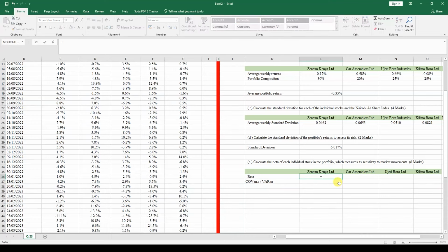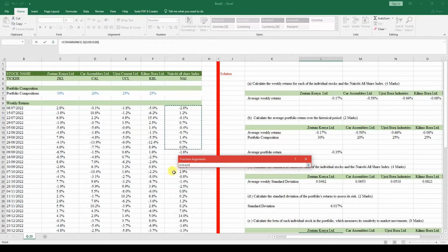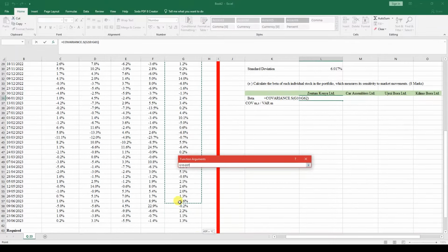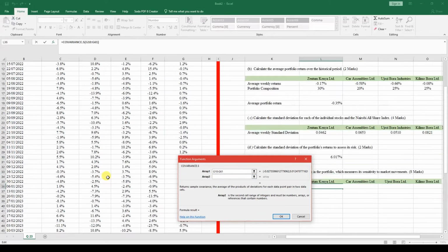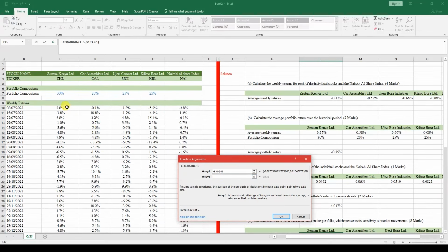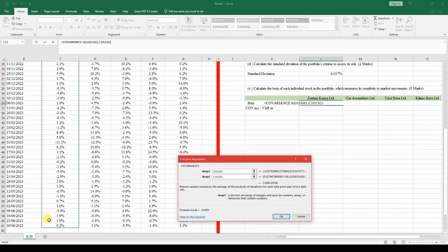So we pick COVAR.S, because we're looking at a sample covariance, and we open it up right over here. Covariance of what? Covariance of the market. This is the market over here, so we highlight that part. On the second array here, we put the stock itself over here. Bearing in mind, covariance of the market and stock, like that. You can see what you've done, covariance of the market and stock.